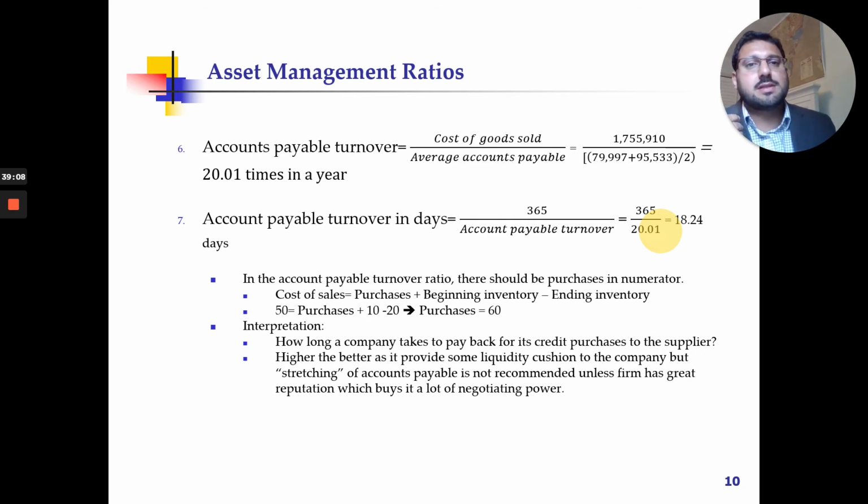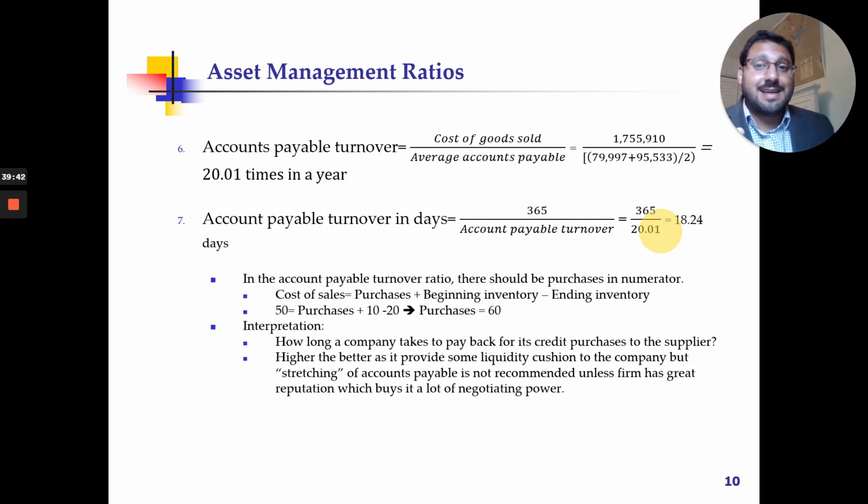They will sell you on a cash basis, or that discount or incentive might be taken away from you, or they might tighten the credit terms for you. Earlier they might have been giving you 40 days, now they are just giving you, say, 5 days. So the stretching of accounts payable is not suggested, unless you are a very big company that has negotiating power, like Walmart.